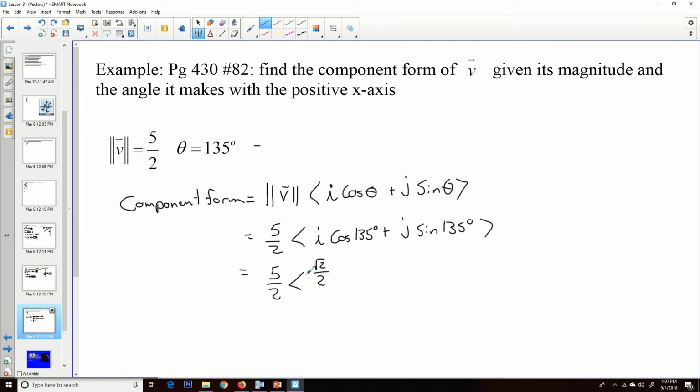The cosine's negative in the second quadrant, and the sine is positive in the second quadrant. And so when I distribute, I will finish that off with negative 5 square root of 2 all over 4, comma 5 square root of 2 all over 4. And so that is the component form of a vector that has a length of 5 halves and an angle measure of 135 degrees right there.